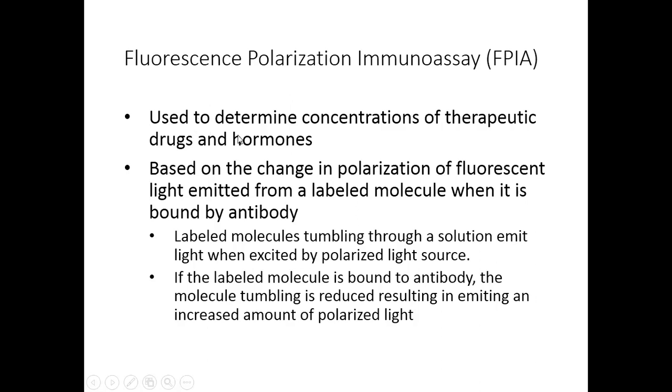Whenever you have less of the labeled antigen, because we had more of the patient antigen, we have more polarized light emitted. So if we have a low level of patient antigen, that means we have a lot of labeled molecules being bound to antibodies. We end up with a lot of polarized light. So low concentration of patient antigen means a high polarized light emittance. So it's inversely proportional.